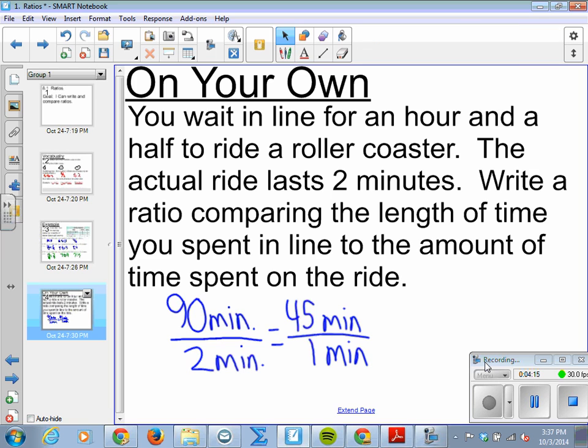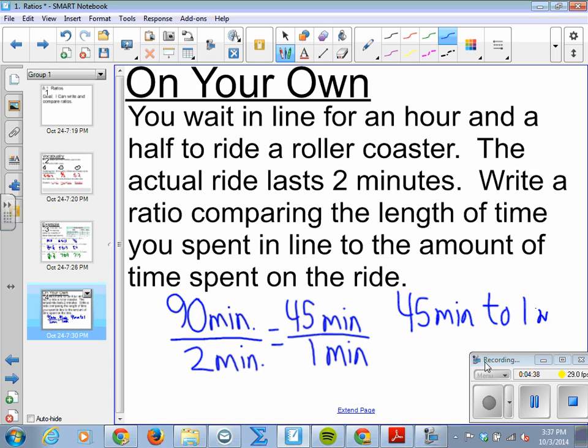Now, it looks like a fraction. So as we learned before, 45 over 1 equals 45. However, ratios must show the two comparisons. So you want to leave the answer as 45 to 1. We have the fraction form. We can write it with the word to, or we can write it with the colon.